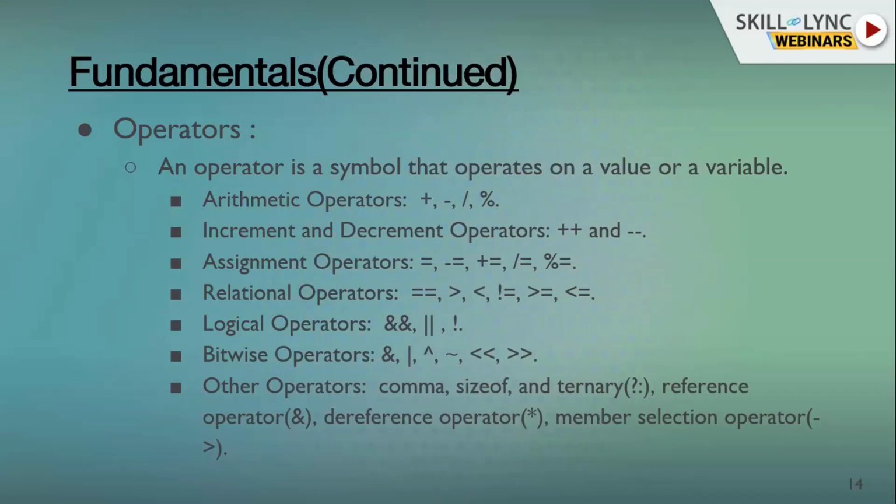There are some other operators as well, like the comma operator, which is also a separator, the sizeof operator, the ternary operator, and the reference operator, which is used to get the address of any variable. And the dereference operator, which is the star. Where we want to get the value from the pointer, we do dereference. Member selection operators are the operators used within a structure where we have a pointer. If we want to access this pointer, we will use this selection operator. Generally, we use this kind of operator in linked lists.